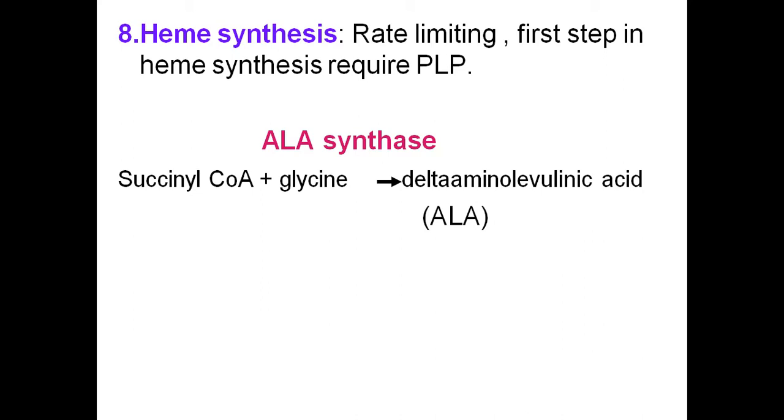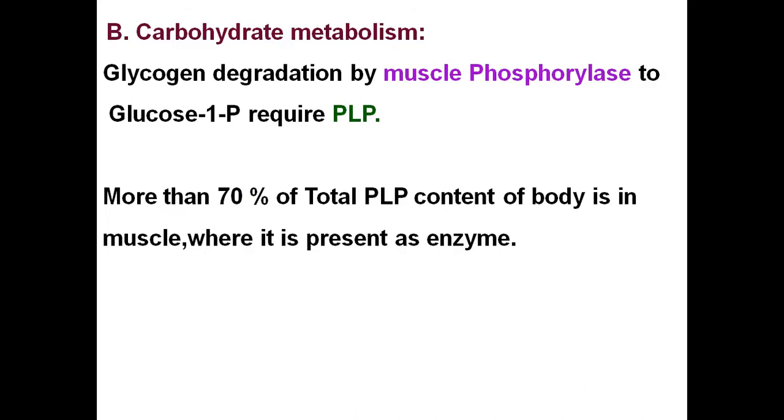Pyridoxal phosphate is required in heme synthesis also. The rate limiting first step of heme synthesis is the conversion of succinyl CoA plus glycine into delta aminolevulinic acid by the enzyme ALA synthase, which requires PLP. In carbohydrate metabolism, glycogen degradation, that is glycogenolysis by glycogen phosphorylase to form glucose 1-phosphate, requires pyridoxal phosphate. More than 70% of the total pyridoxal phosphate content of the body is in muscle, where it is present as enzyme.